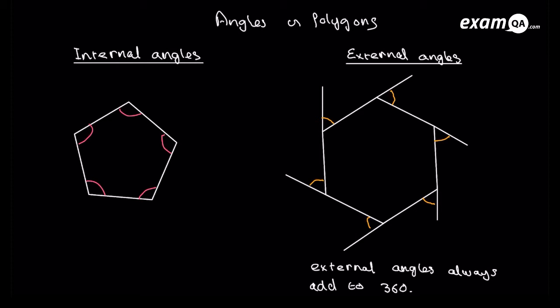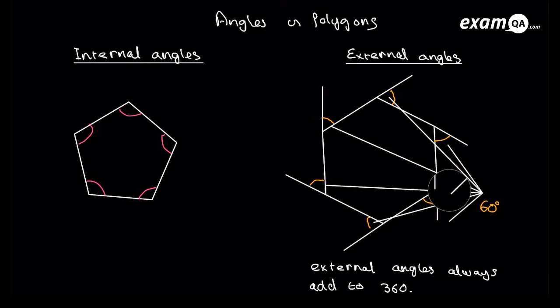So here I've got a 6-sided shape, a hexagon. So I'm just going to do 360 divided by 6, and that gives me 60. So each of my angles is 60. So you can see on my diagram, every single angle is 60. And if you had an 8-sided shape, you'd run 360 divided by 8. If you had a 10-sided shape, you do 360 divided by 10 to work out each individual external angle.